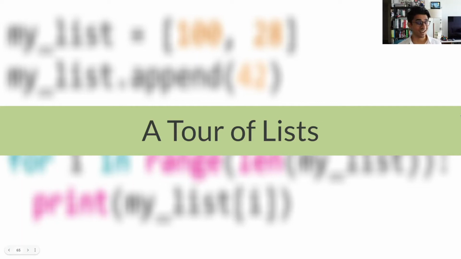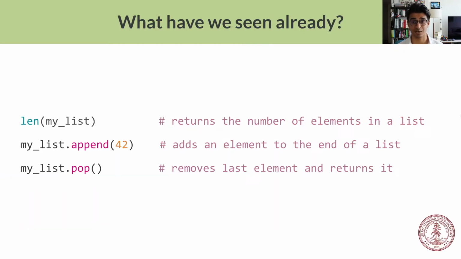Alrighty, now we're gonna end off the lesson with a quick whirligig tour of the other sorts of things we can do with lists. Let's start by reviewing what we've already seen we can do. We know we can get the number of elements in a list using the len function. We can use the append function to insert something at the end of the list, and we can use the pop function to remove something from the end of a list and return that.